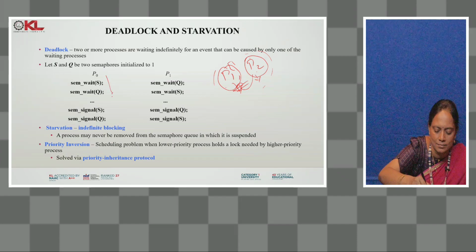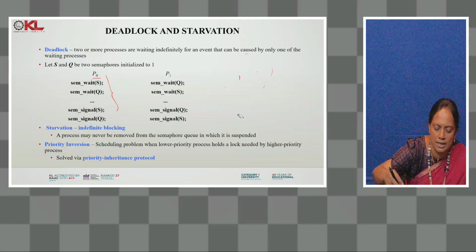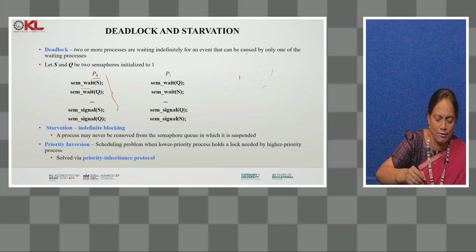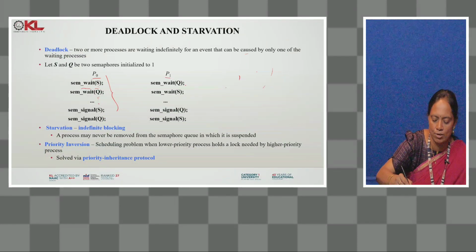So let us see this with a simple example. Here we are using two processes, P0 and P1, and two semaphores, S and Q. Process P0 executes wait on semaphore S, and after that wait on semaphore Q. After executing many statements, it executes signal on S and signal on Q. Meanwhile, process P1 executes wait on semaphore Q, and after that wait on semaphore S. After executing many instructions, P1 executes signal on Q and signal on S.